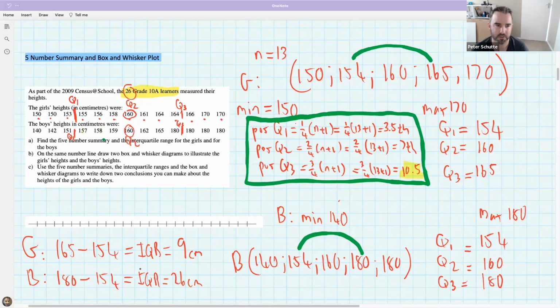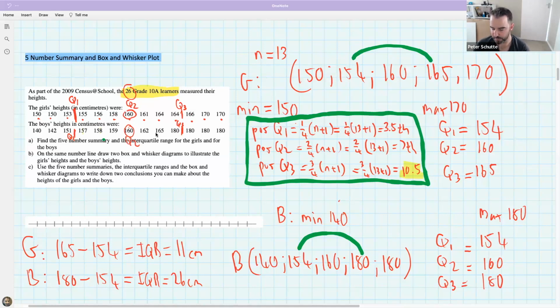Oh, did I make a mistake? Is it not 9? Is it 11? I apologize. Ladies and gentlemen, I have had a moment. And I spotted it by looking at the chat there. So girls, the interquartile range is 11 centimeters, and for boys, it is 26.